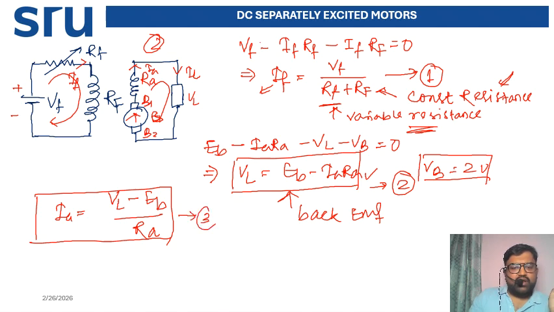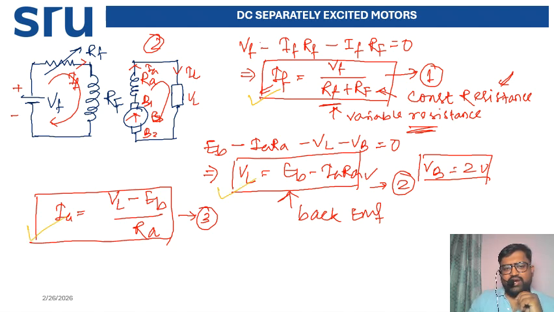Overall, if you see this DC separately excited motor, we already calculated the IF. This is one point: we already calculated the field current, the load voltage, and the armature current. Except for this, these three are very important to calculate. And what are the important factors? In this section there is a variable, that is your load voltage, and here is another variable, the RF, the variable resistance.